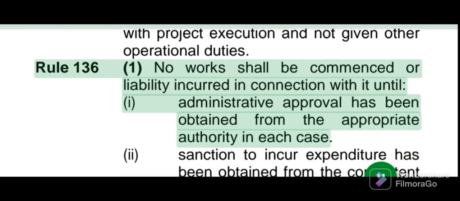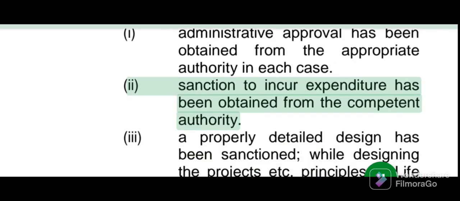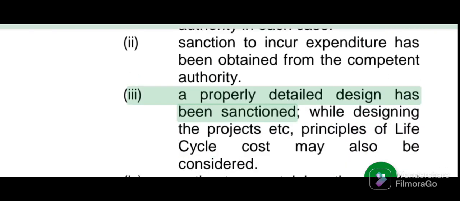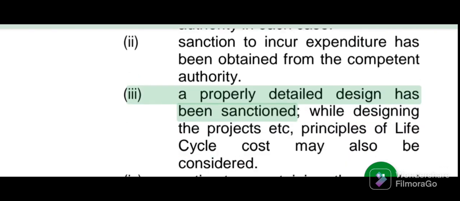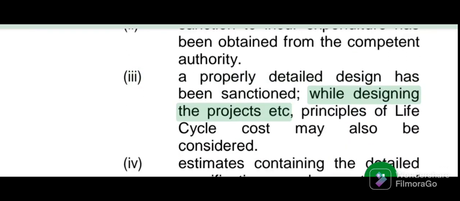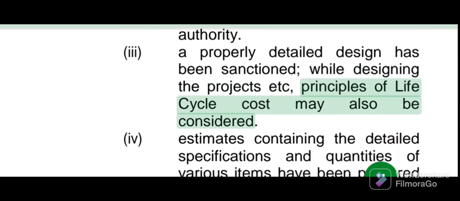Rule 136-1: No works shall be commenced or liability incurred in connection with it until: I. Administrative approval has been obtained from the appropriate authority in each case. II. Sanction to incur expenditure has been obtained from the competent authority. III. A properly detailed design has been sanctioned. While designing the project's ETC, principles of life cycle cost may also be considered.